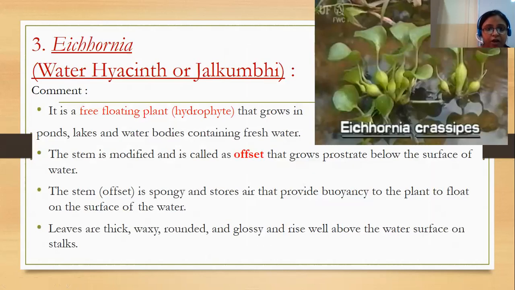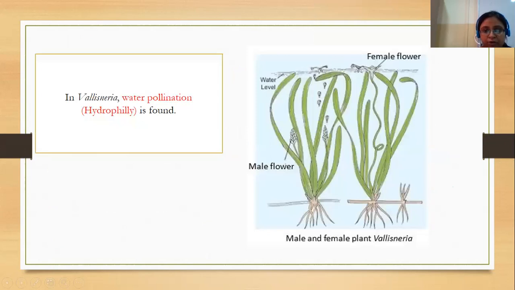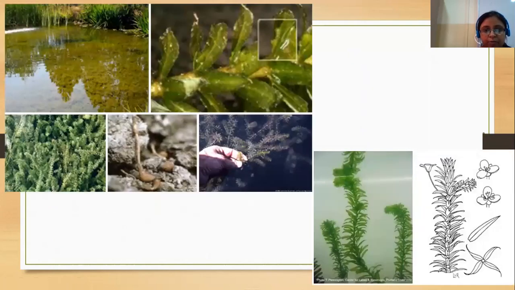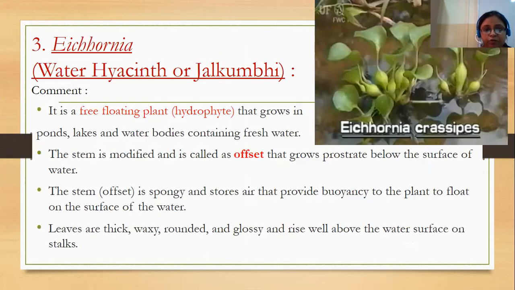Now the next and the last plant that we have selected is Eichhornia. Fine. So here you can see this is Eichhornia. It is commonly called the water hyacinth or the Jalkumbhi. Fine. See, the other plants that we have studied are totally submerged under the water. But this is the unique plant that simply floats on the surface of the water. So this is a free floating hydrophyte that grows in ponds, lakes, water bodies containing fresh water.